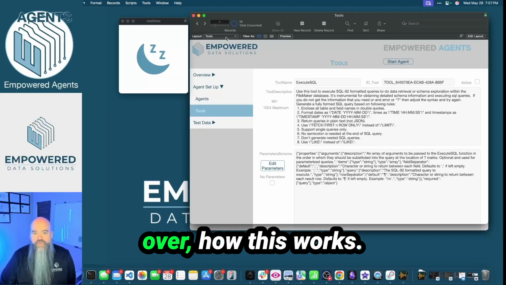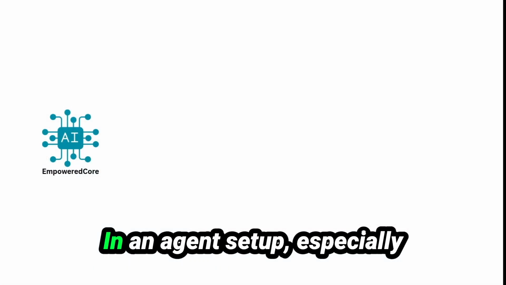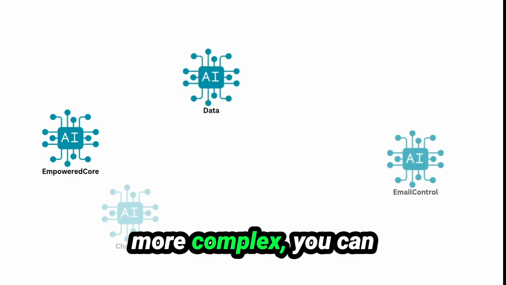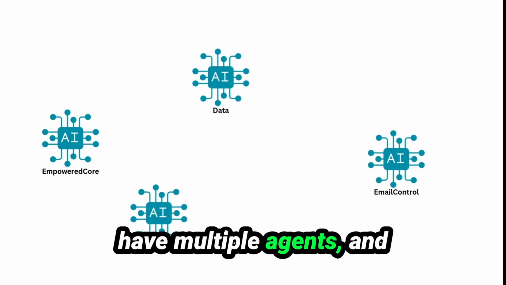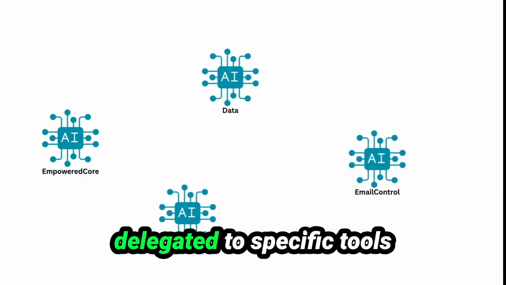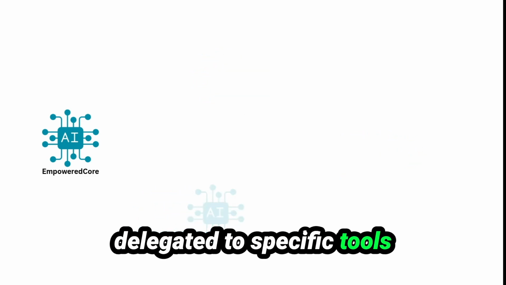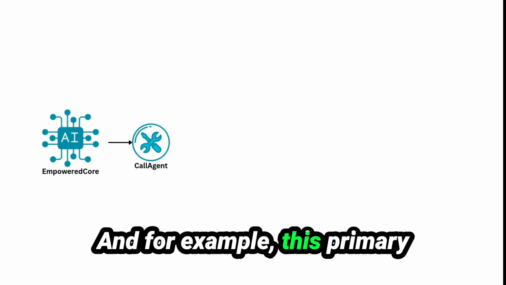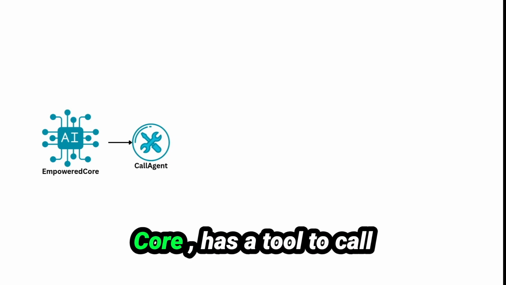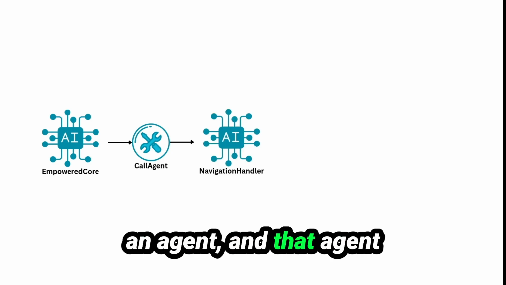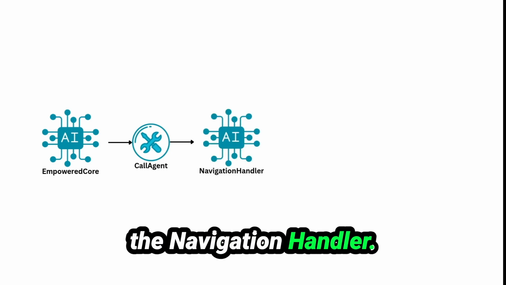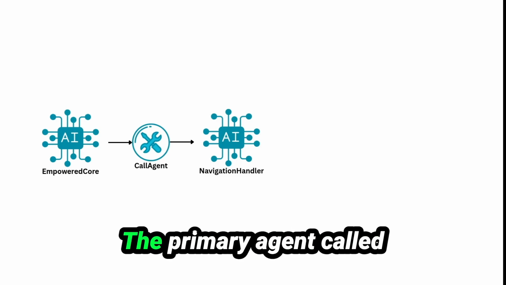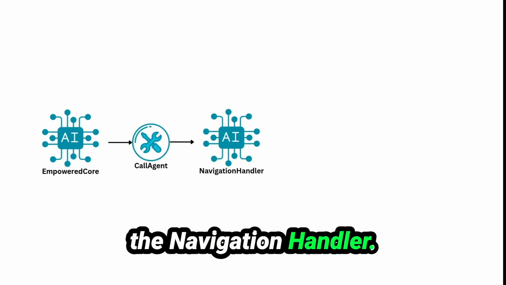But I did want to go over how this works in an agentic setup, especially when you build this more complex. You can have multiple agents, and each of those agents is delegated specific tools and specific responsibilities. For example, this primary agent, the empowered core, has a tool to call an agent, and that agent could be, for example, the navigation handler. And that just happened when it opened a new window. That's exactly what happened. The primary agent called the navigation handler.